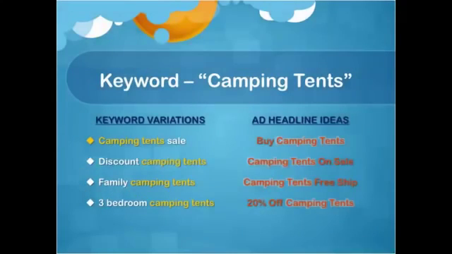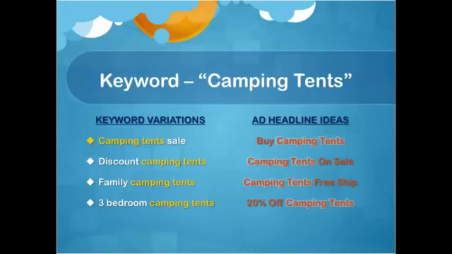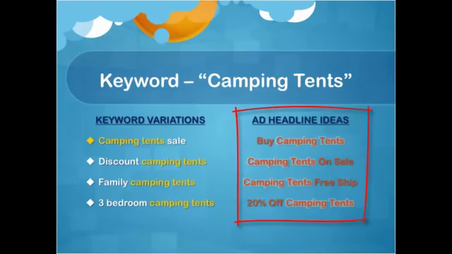So let's say I'm writing an ad for my camping tents. My keywords that we're going to choose in the next step will be focused around the 2 words camping tents. I'll probably wind up with a whole list of keywords including terms like camping tents sale, discount camping tents, family camping tents, 3-bedroom camping tents, and so on and so forth. But notice how all my keywords include the words camping tents. So camping tents becomes my central keyword for this ad. That means that I must find a way to include the words camping tents into the headline of my ad.